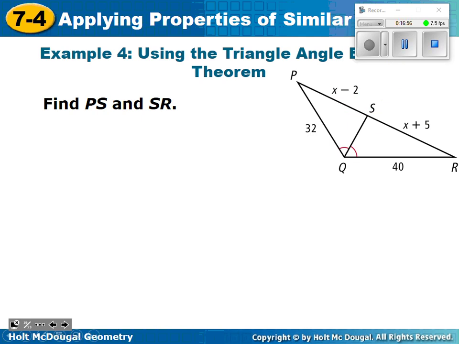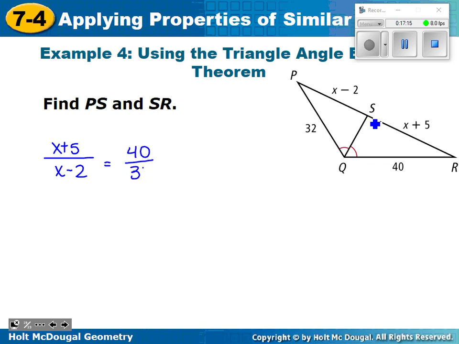If you look at this example, again, you're looking to see, do I have a triangle? Do I have an angle that's been bisected? Yes, so now we're going to write a proportion and then just cross multiply and solve. So what will my proportion be? Over, good, equals, very good.